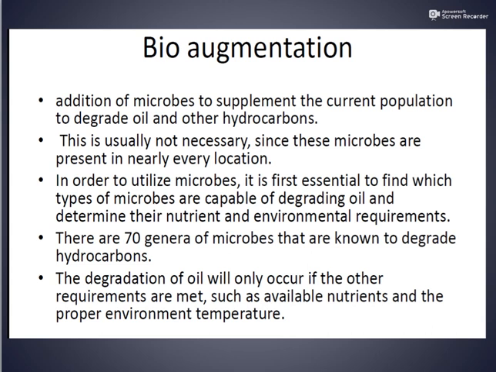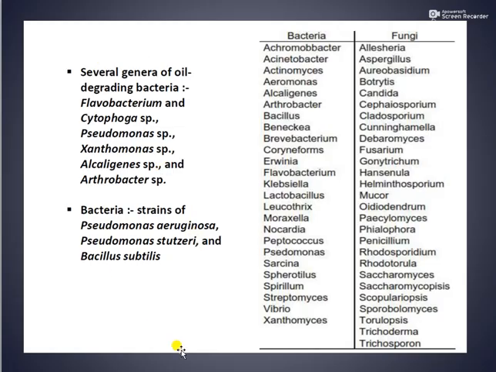The degradation of oil will only occur if the other requirements are also met. For example, available nutrients, proper environment and temperature should all be maintained in such a way that the process of bio-augmentation becomes effective. And these are some of the organisms. You cannot consolidate and list the organisms, because organisms are completely evolving.